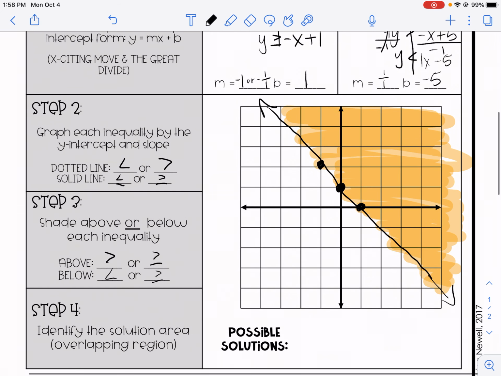So graphing this line, and it's a dotted line because it's less than. Okay, so starting with this, we're going to go down 5 right here. And then our slope is 1, so up 1, right 1. And we have a dotted, dashed line. And then our sign is less than, so we shade below.